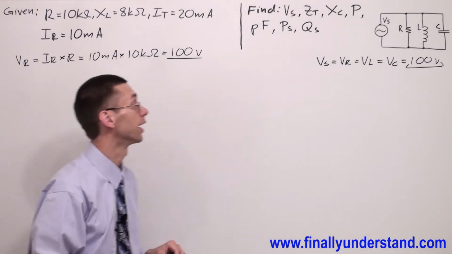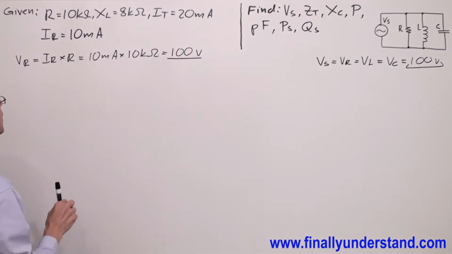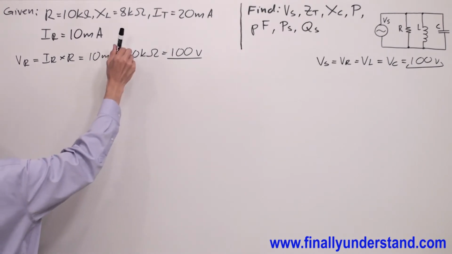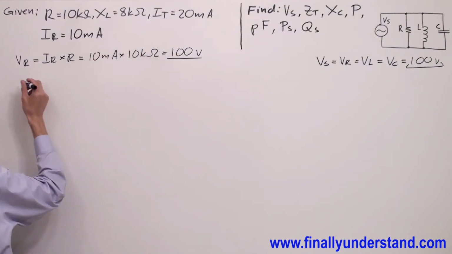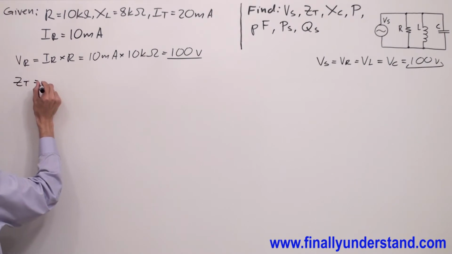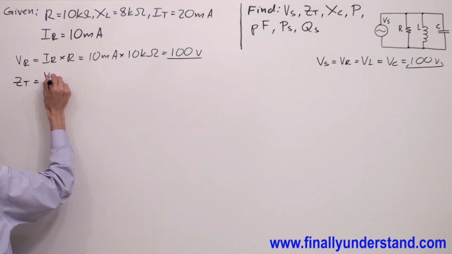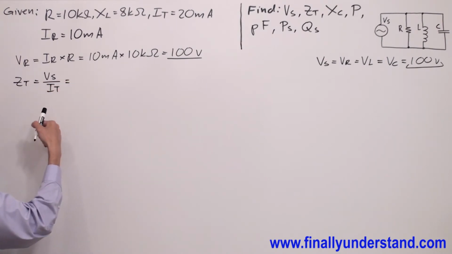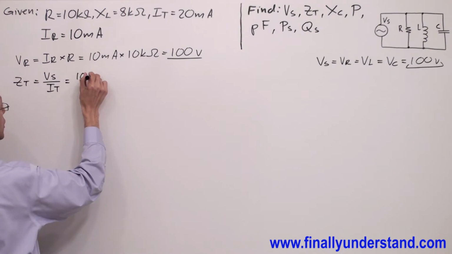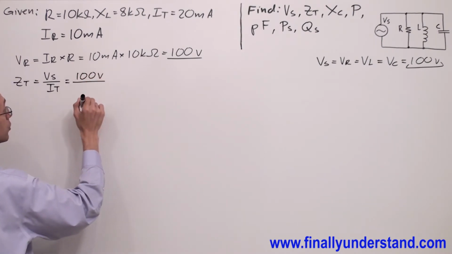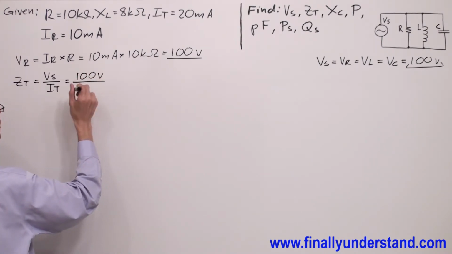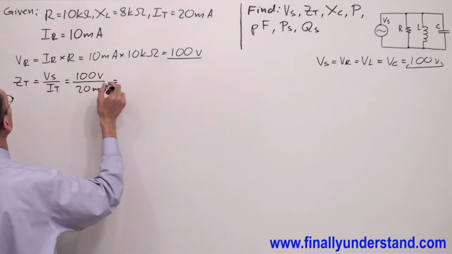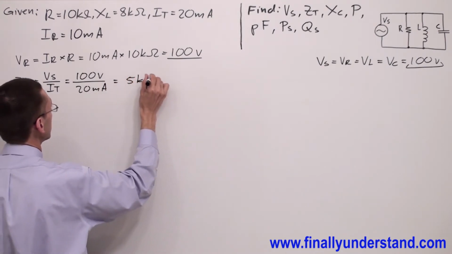Next, we're supposed to find Z total. Please notice that we have already voltage source and we have given I total, so we can find Z total. Again, I'm going to use Ohm's law. Z total is equal to voltage source over I total. Voltage source we found is equal to 100 volts over I total, which is 20 milliamps. This is equal to 5 kilo ohms.